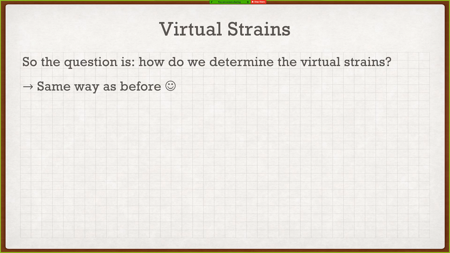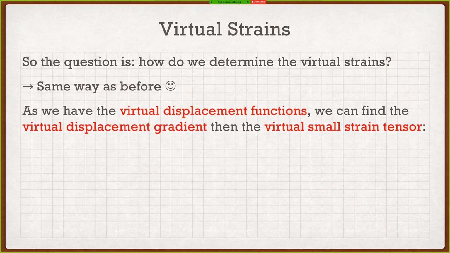You guys have calculated strains so many times. If we do it the exact same way that we did before, nice and easy for you guys. Since we have the virtual displacement functions, given to us in the question, we can find the virtual displacement gradient and then in turn the virtual small strain tensor. Again, the exact process that we had before.